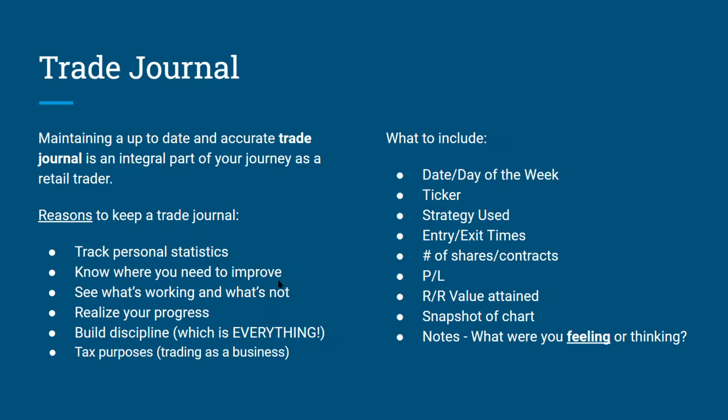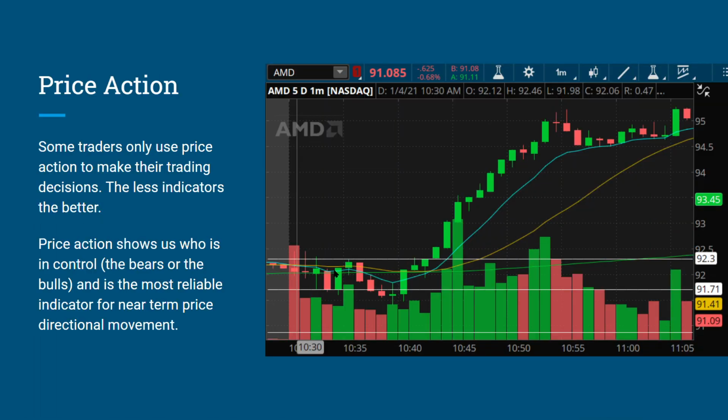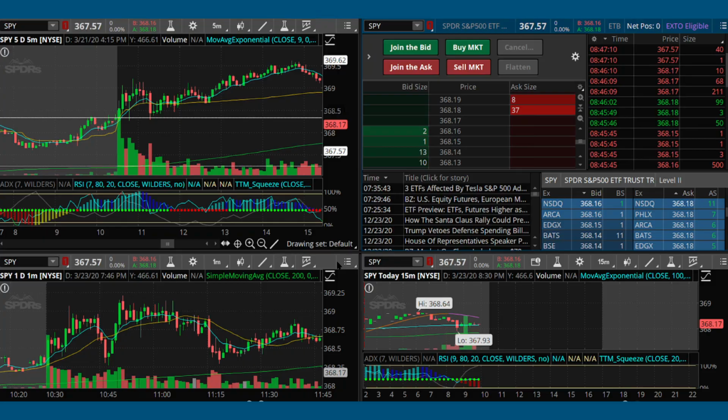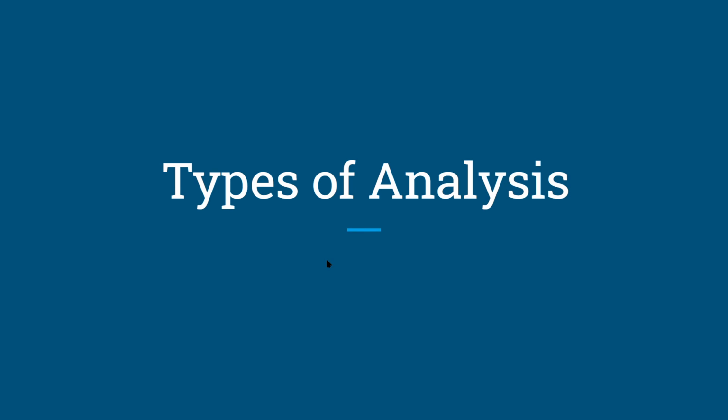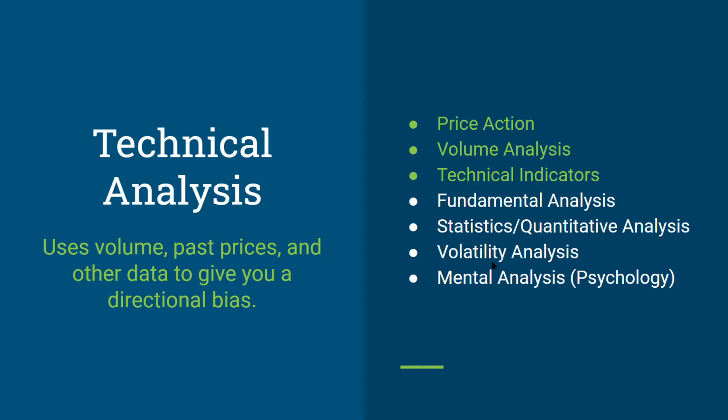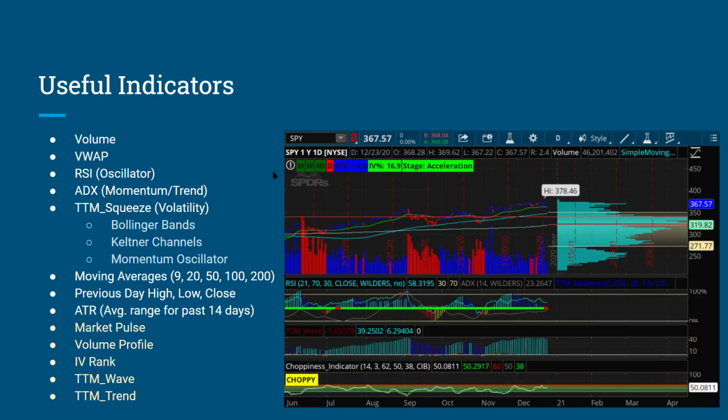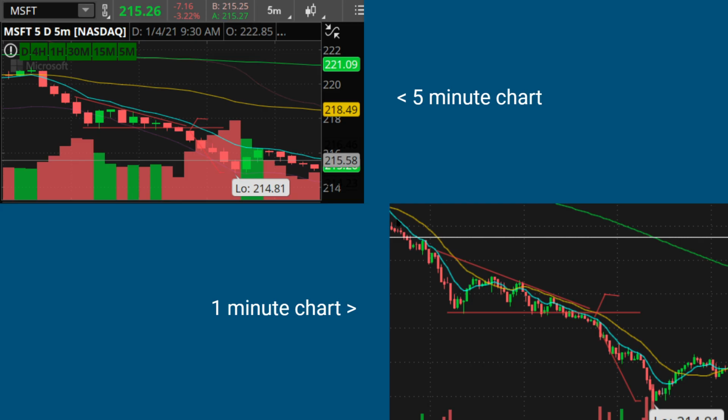I'm going to go back to the very first couple slides and just take a quick look here. Again, different types of analysis. Fundamental analysis for investing, statistics and quantitative analysis for stock options, volatility analysis as well. But for swing trading, primarily looking at these. For day trading, really it's price action and volume. So that's a quick introduction to technical analysis and what it is, how it works.